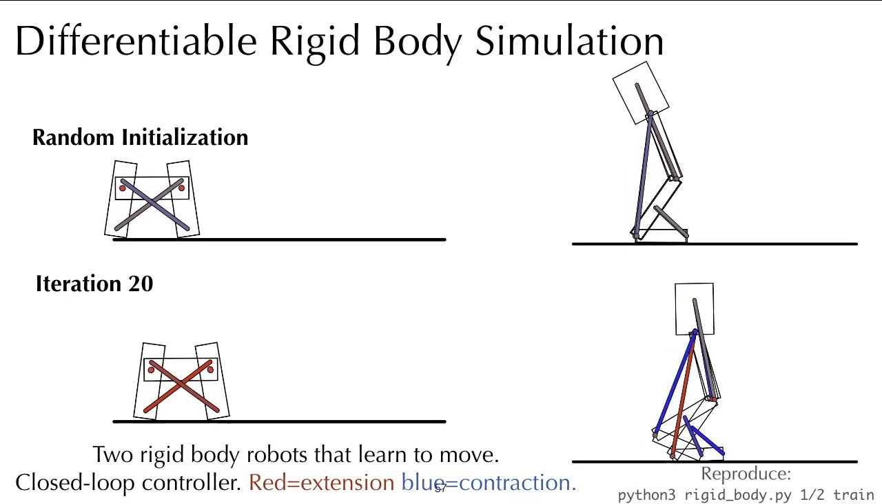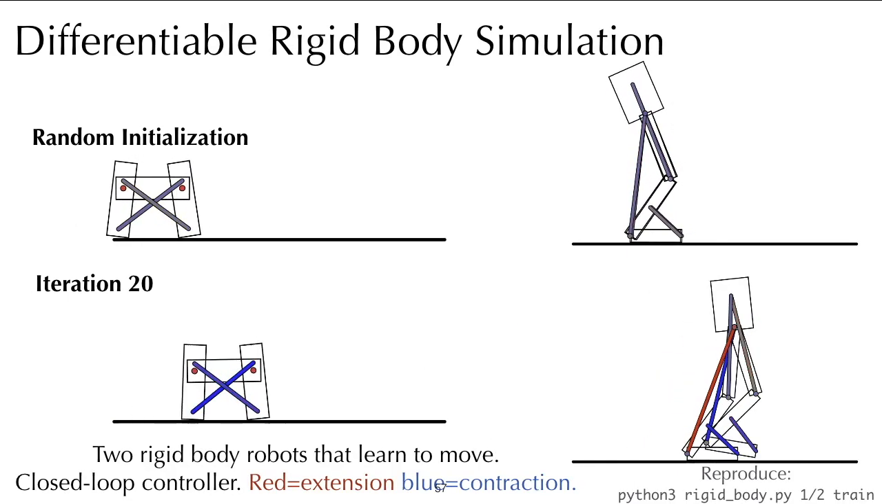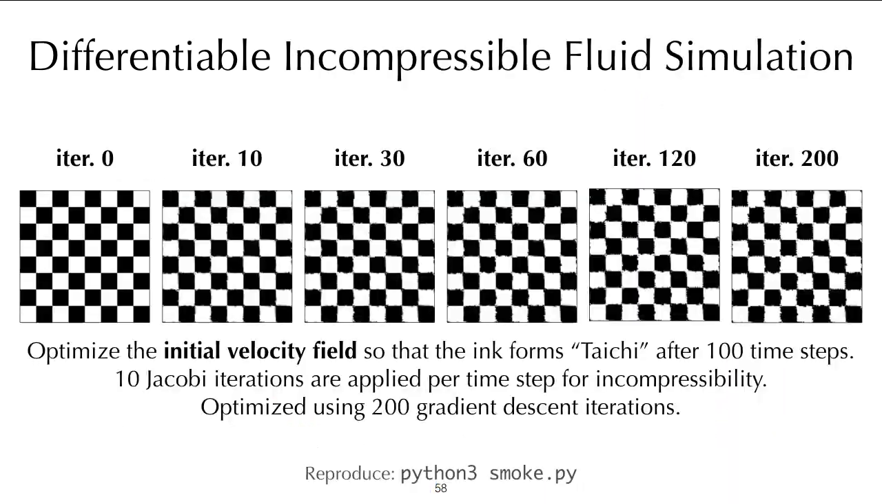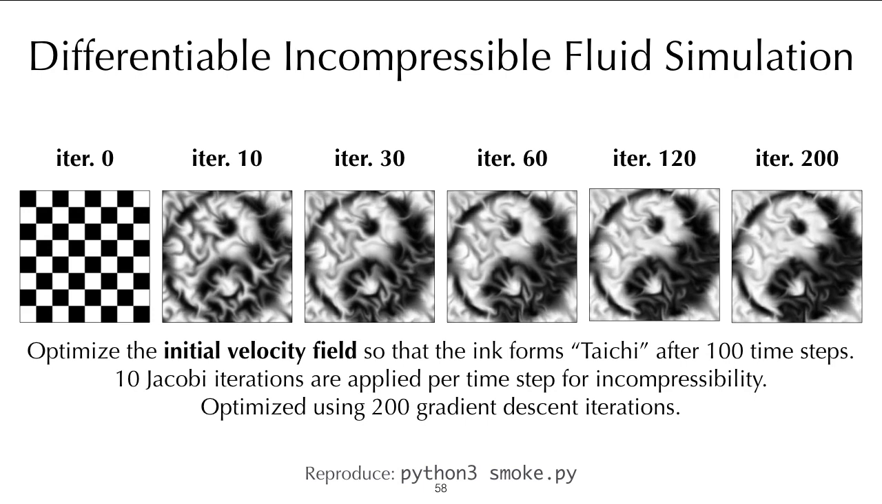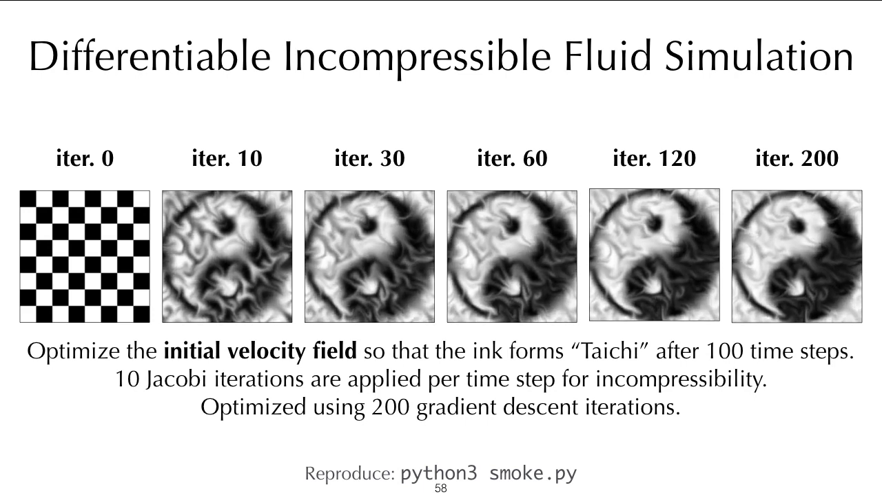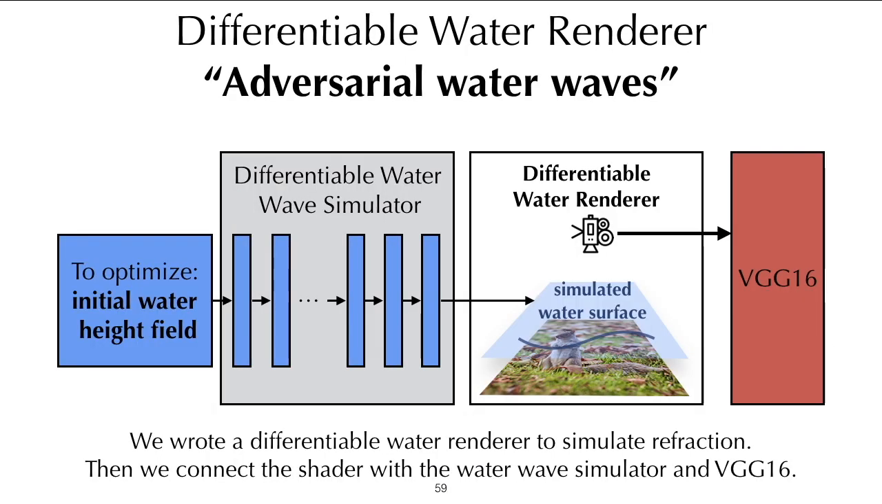Here are two rigid body robots. In this example, we optimize for an initial velocity field so that the fluid simulation forms a Taichi pattern after 100 time steps.